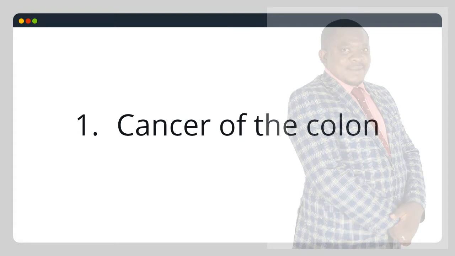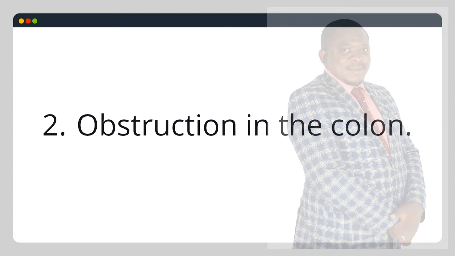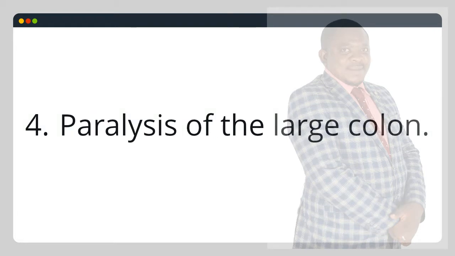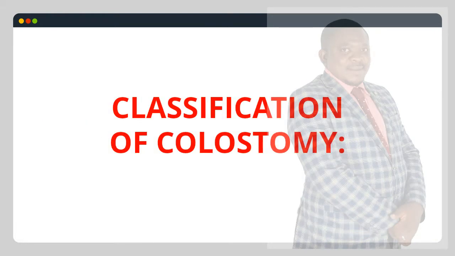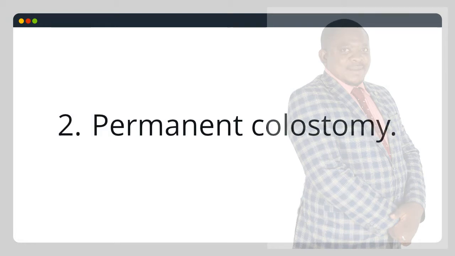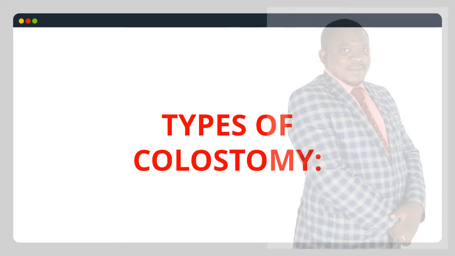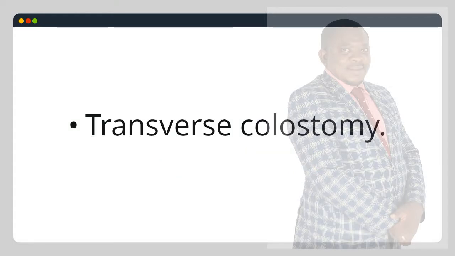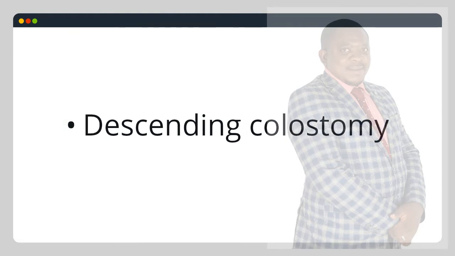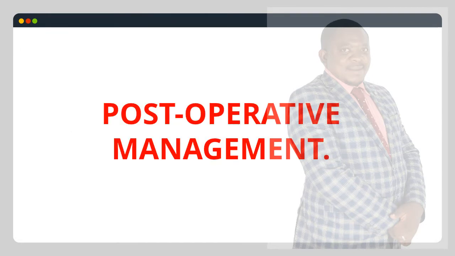Indications for colostomy: 1. Cancer of the colon. 2. Obstruction in the colon. 3. Patient with anal fistula. 4. Paralysis of the large colon. Classification of colostomy: 1. Temporary colostomy. 2. Permanent colostomy. Types of colostomy: transverse colostomy, ascending colostomy, descending colostomy.